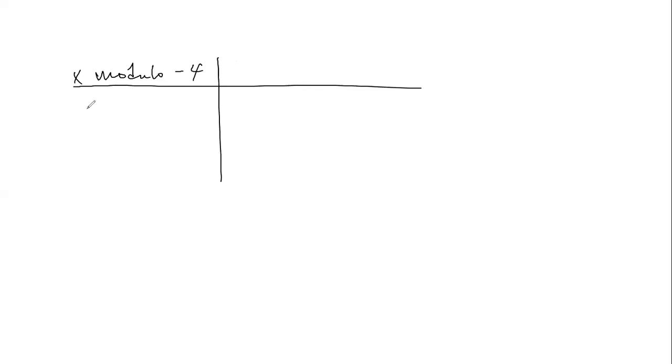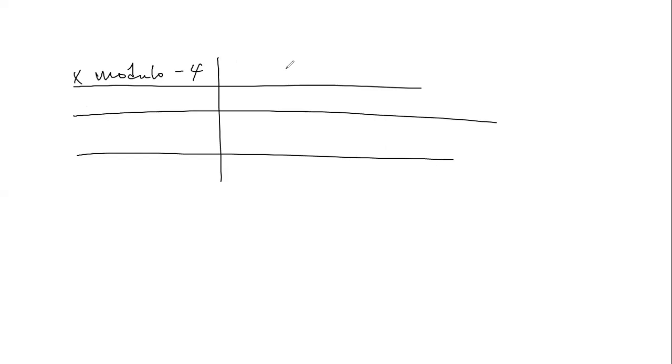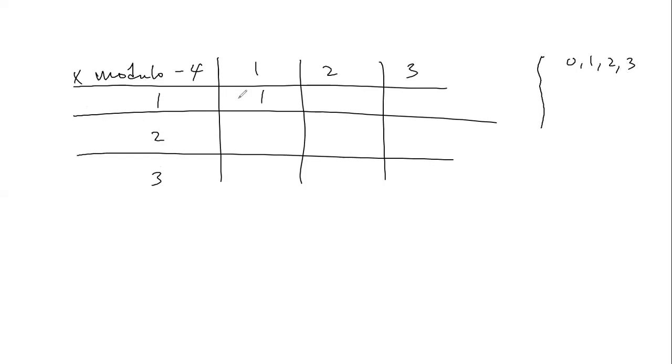So let us look at modulo 4 multiplication. Here we have 1, 2, 3, for instance. Then we have 1, 2, 3. So 1 times 1 will give us what? Recall that in this field, we have 0, 1, 2, 3. So this is 1, then 2, then 1 times 3 is 3.